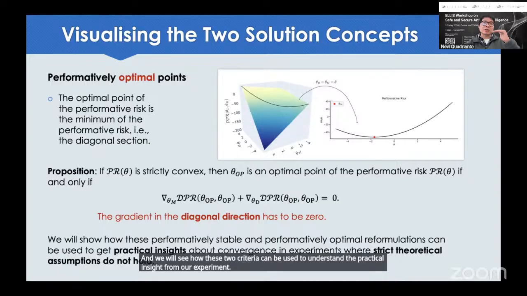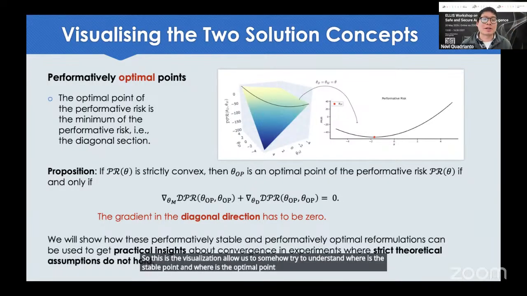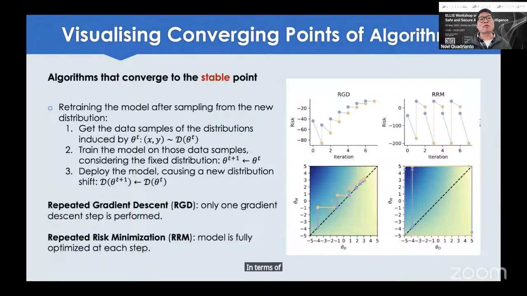So this visualization allows us to understand where the stable point is, what the optimal point is, and hopefully what the difference between the stable and the optimal point is. And then we can also see this in terms of how the algorithm converges.